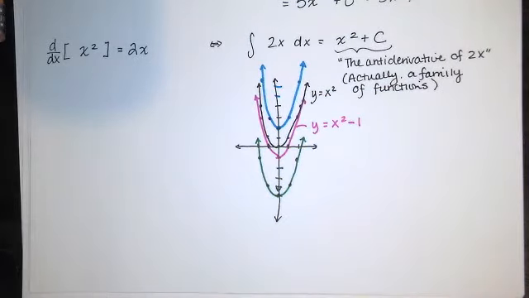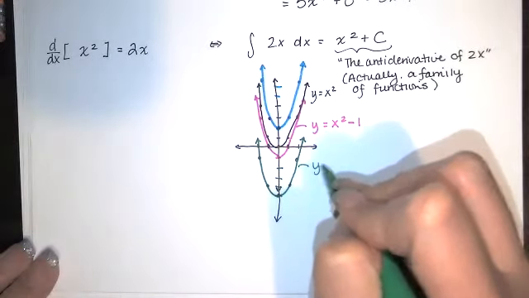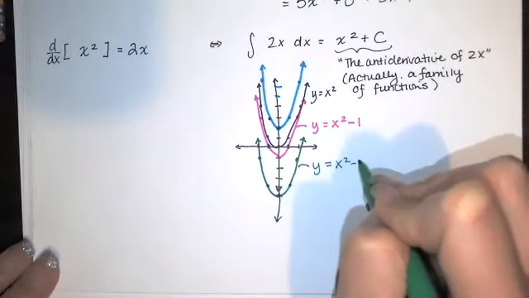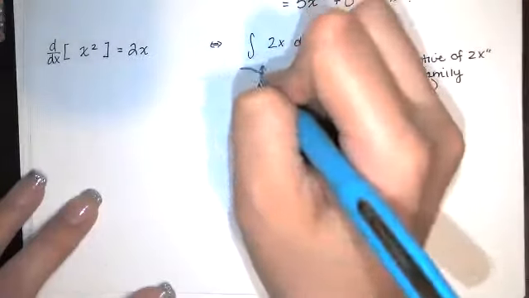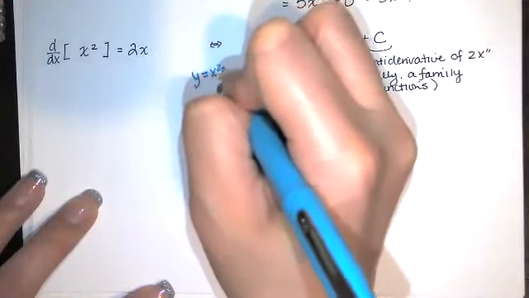And if I had drawn my graphs a little bit better, it'd be a little bit easier to see. This is y equals x squared minus 5. The pink graph is y equals x squared minus 1. We've got y equals x squared in black. And the blue graph is y equals x squared plus 2.